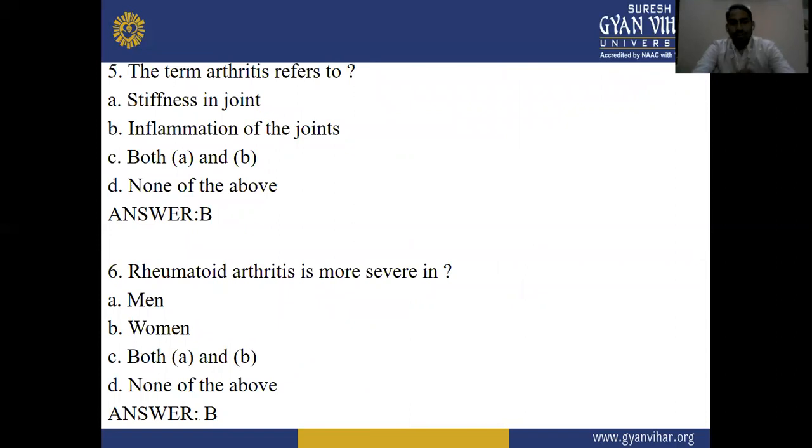Next question. The term arthritis refers to, option A, stiffness, option B, inflammation of the joints, option C, both A and B, option D, none of the above. The right answer is B. Inflammation of the joints is referred to by the term arthritis.